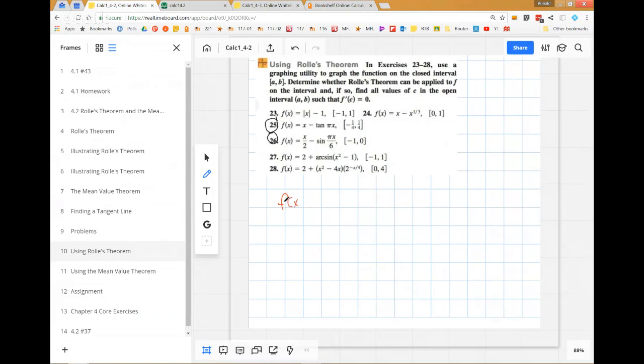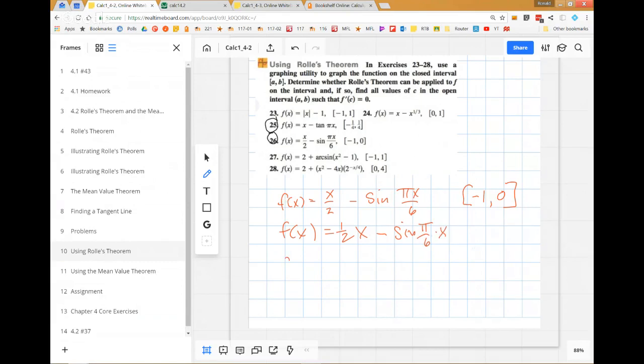We've got f of x equals x over 2 minus sine of pi x over 6. Okay, let's rewrite that a little bit. This is 1/2 x, and this is the sine, and I'm going to write this like this, pi over 6 multiplied by x.